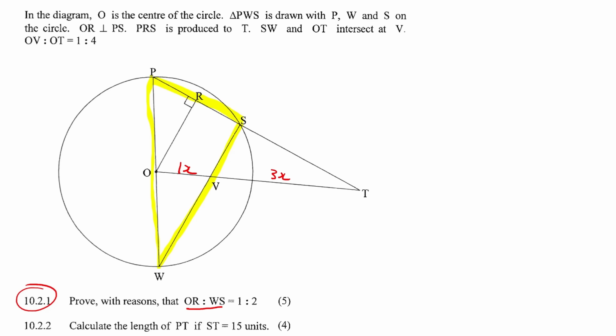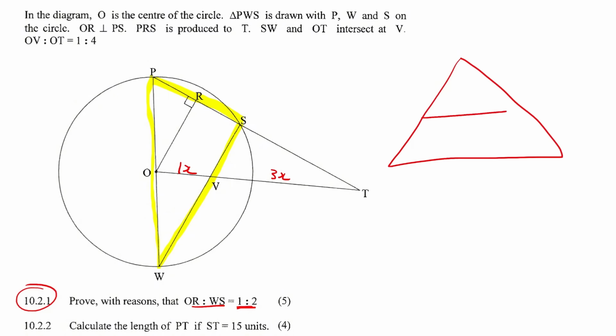So immediately when they said OR to WS is 1 to 2, so this one is going to be 1 and this is going to be double, I immediately thought of the grade 10 midpoint theorem, where if you have a scenario where you've got something like that, and you can show that this and this length are the same, which means that this is the midpoint, and this are the same, so that's the midpoint, then what it automatically allows, or what it means, is that these two lines have to be parallel, and this length is half if we have the midpoints on either side.